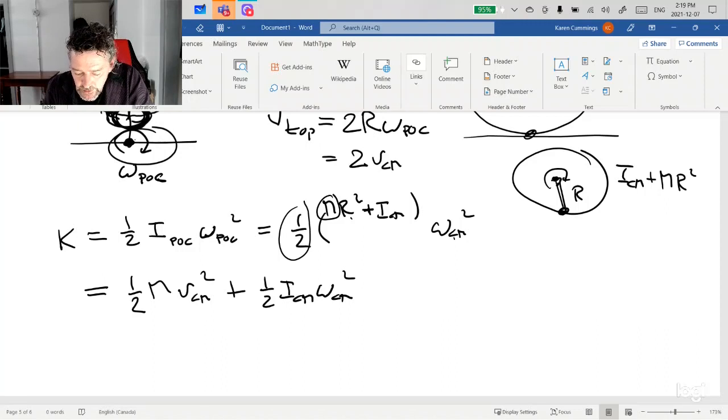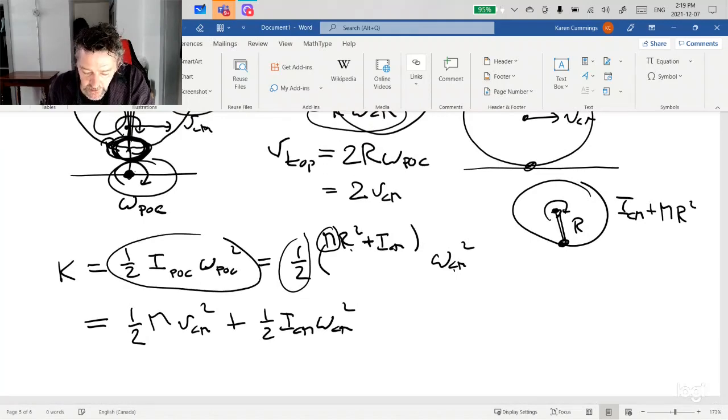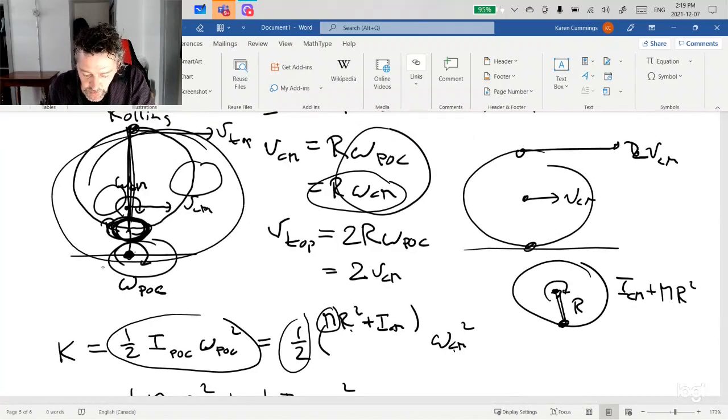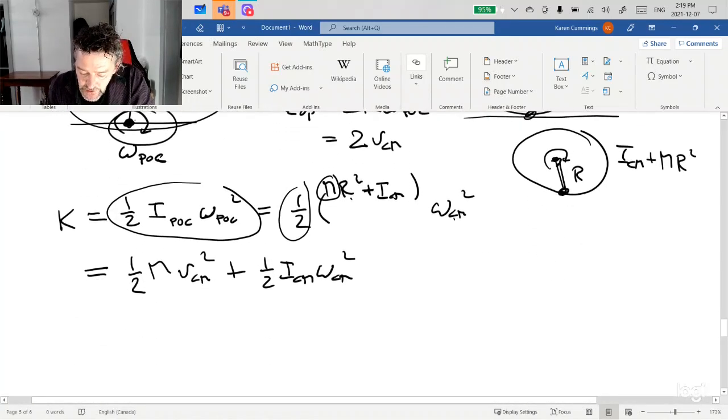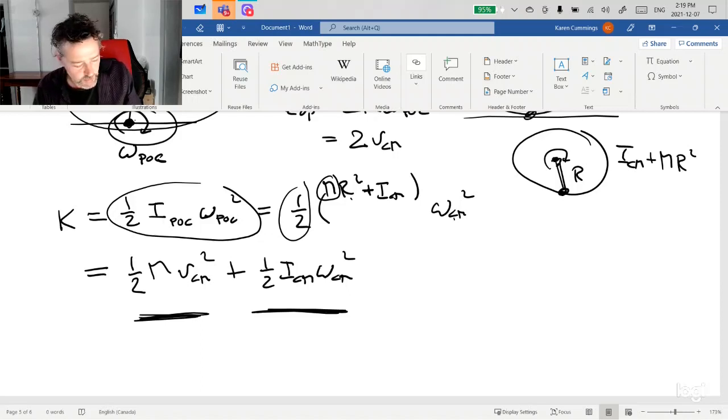Well, so this is the kinetic energy that's calculated taking this view of rolling. This component of the kinetic energy comes from the translation without rotation, and this comes from the rotation without translation. And so it all works. It all makes sense. Yeah, physics works, right? Anyways, okay. I know we have to go.